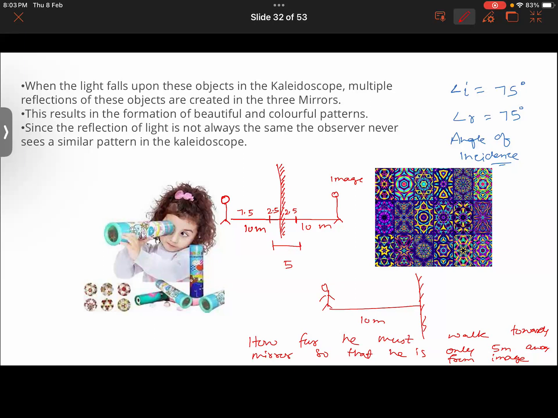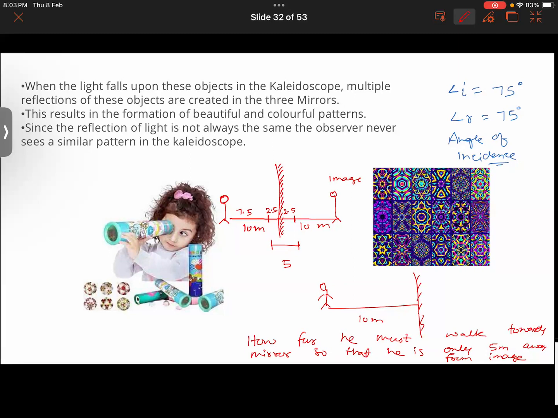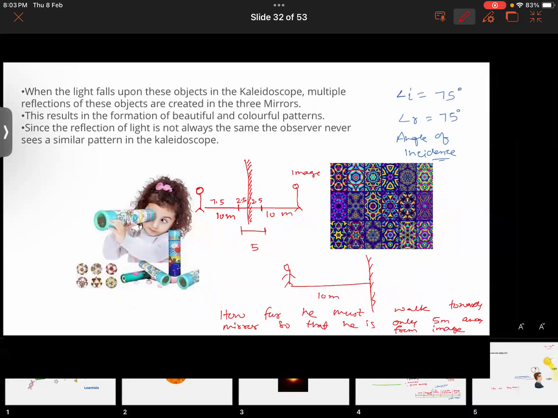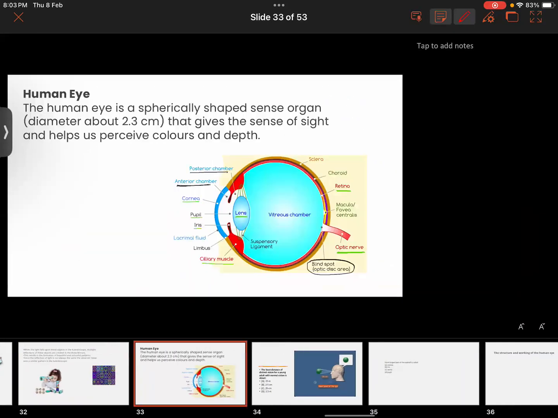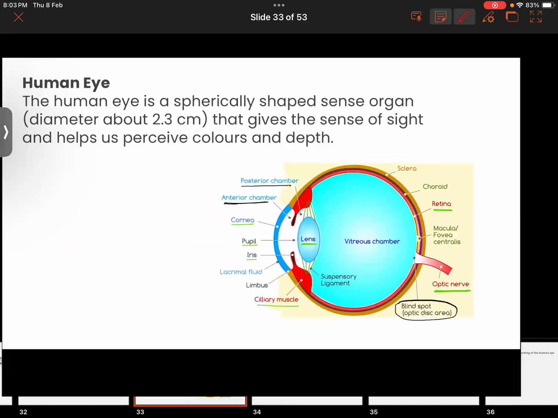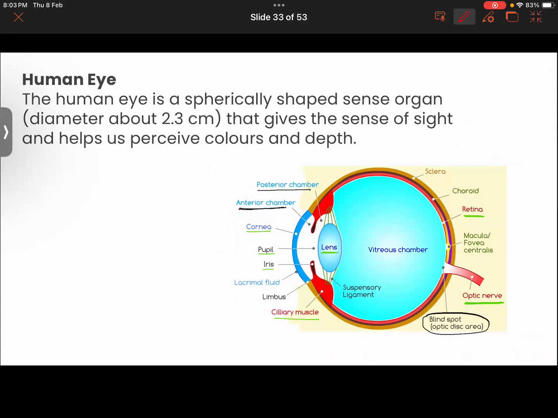All right, now we can discuss the light. Just one minute. So what did we study when we were doing this chapter? Anyone who recalls when we were studying about the functioning of the human eye?